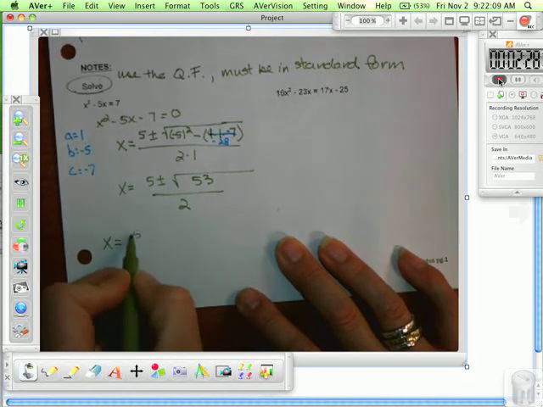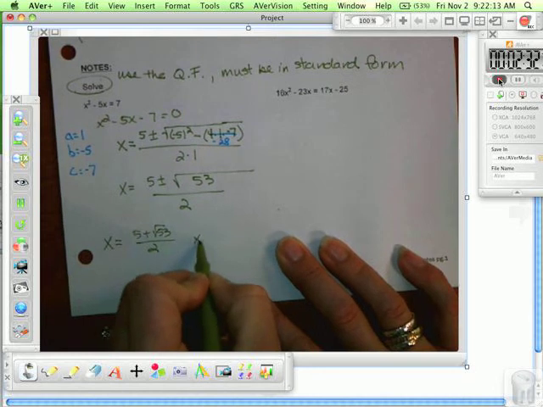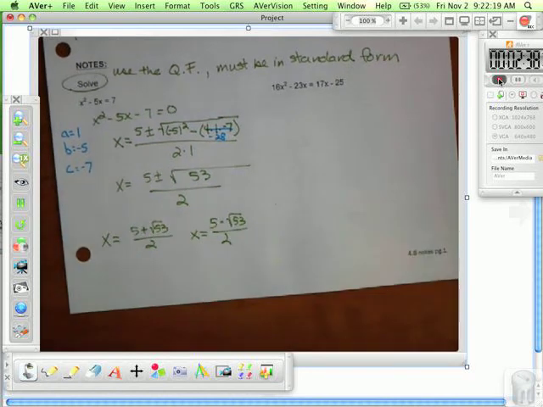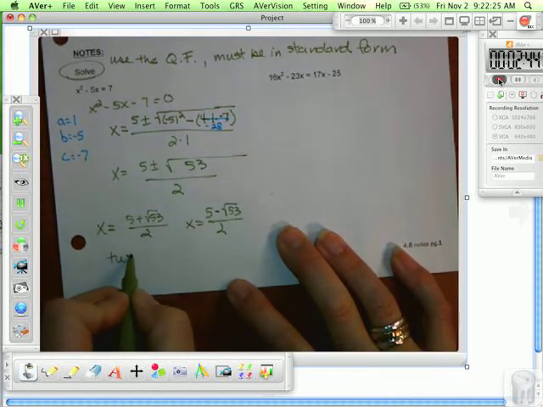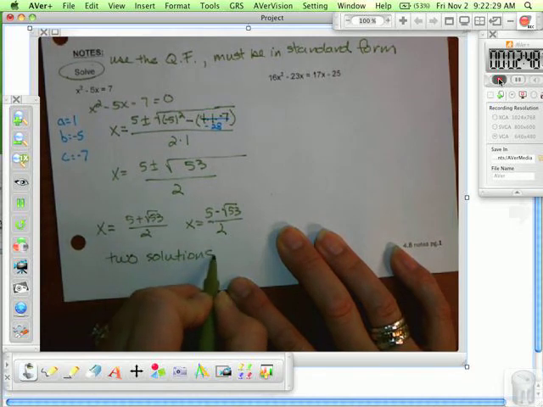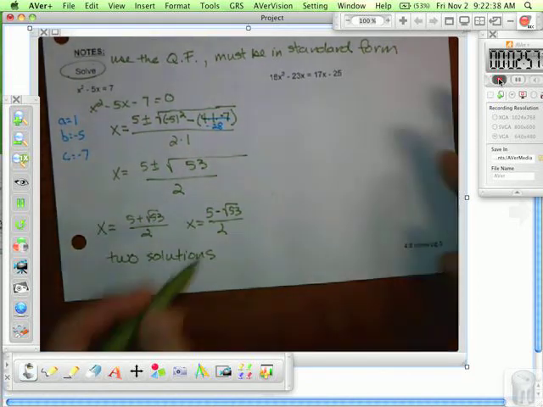So you could say x equals 5 plus the square root of 53 over 2, and x equals 5 minus the square root of 53 over 2. Do you have to write that out? No, you could write it as plus or minus. But I just want to make sure there are 2 solutions to this particular quadratic equation. How many times does it hit the x-axis? Twice. This parabola hits it twice. Okay?